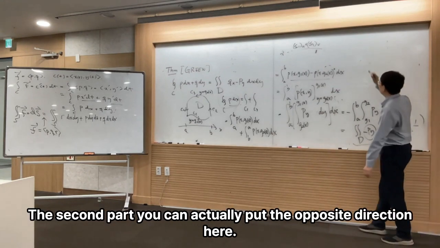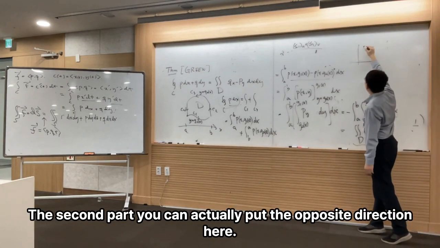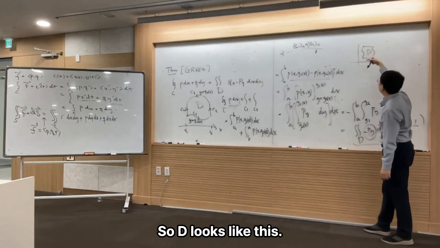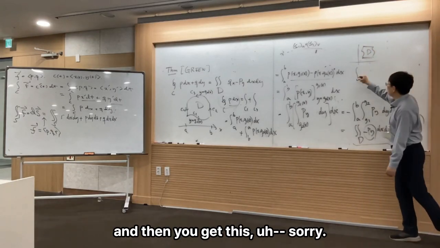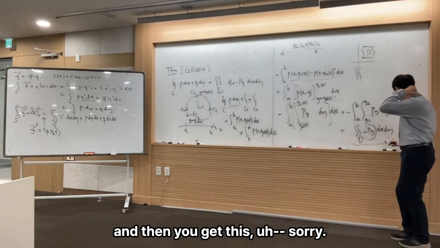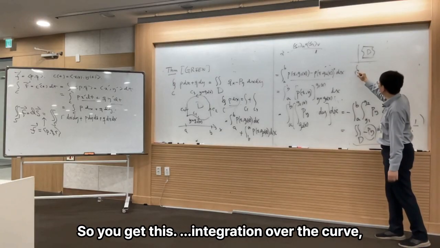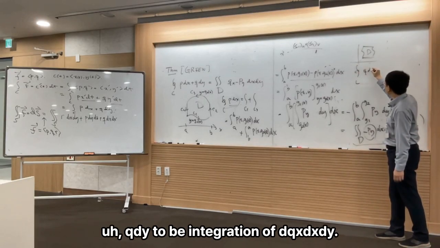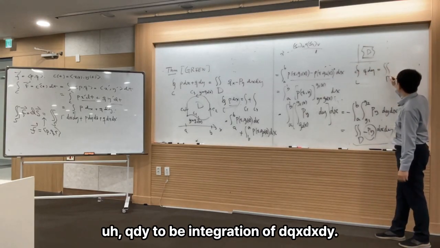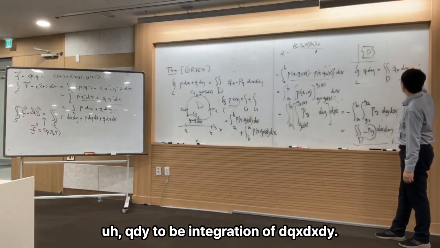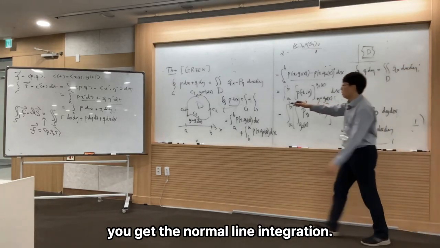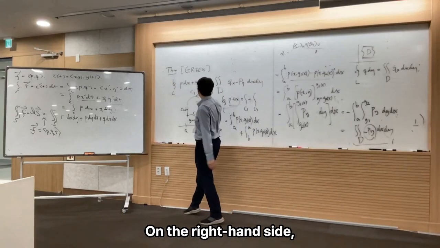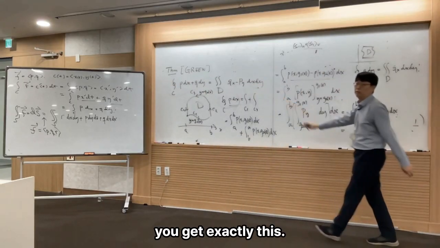The second part, you can actually put the opposite direction here. So D looks like this. You have a flat boundary up top and bottom, and then you get this integration over the curve q dy to be the integration of dq/dx dx dy. So you sum them up. On the left-hand side, you get the normal line integration. On the right-hand side, you get exactly this.